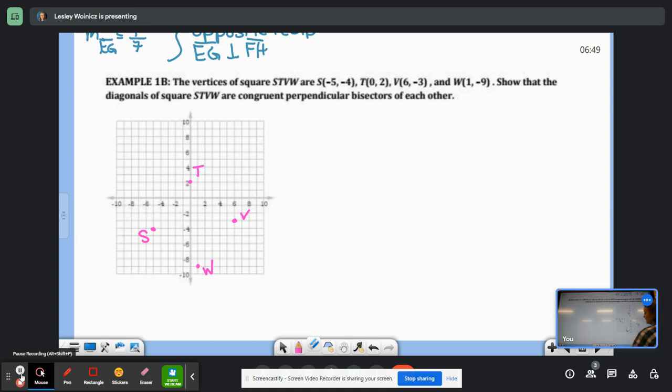Okay, cool. So I'm going to connect my sides. Okay, so I have to show that the diagonals of square STVW are congruent perpendicular bisectors of each other. I feel like we just did that, so we're not going to do it again.